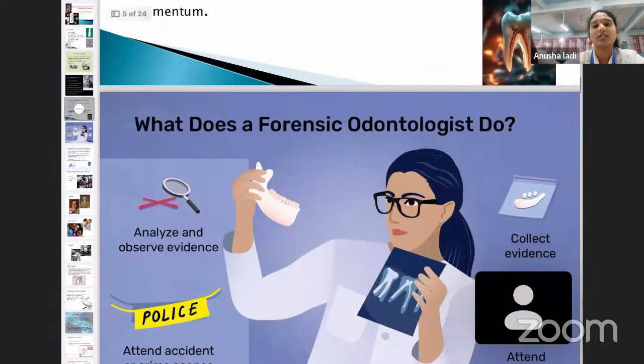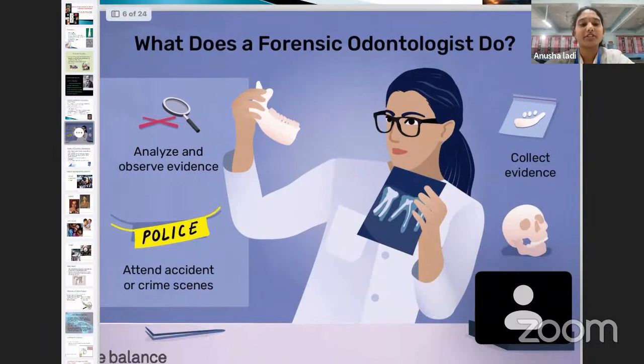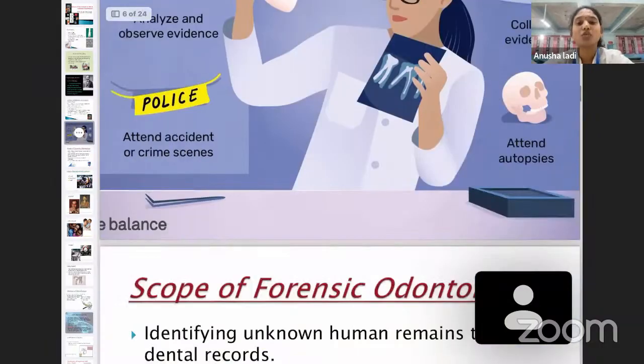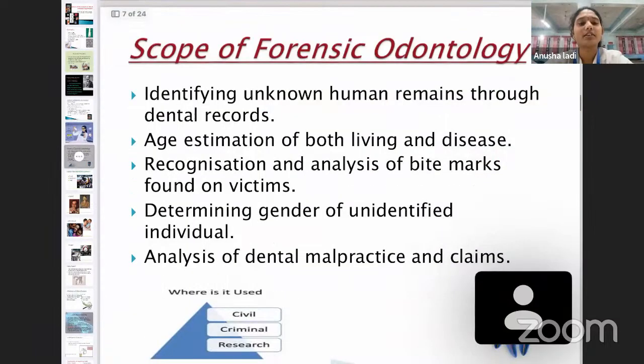Then, what does the forensic odontologist do? They analyze and observe evidence, collect the evidence, and attend accident or crime scenes. Then, what is the scope of forensic odontology? It is used for identifying unknown human remains. It is also used for age estimation in both living and deceased. It is used for the analysis and recognition of bite marks found on the victims. It is also used for gender determination and for the analysis of dental malpractices and crimes. So it is used in civil, criminal, and research cases.